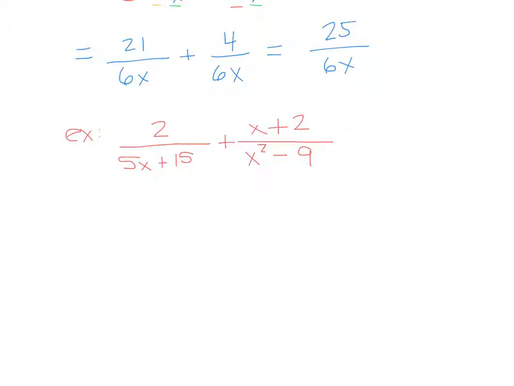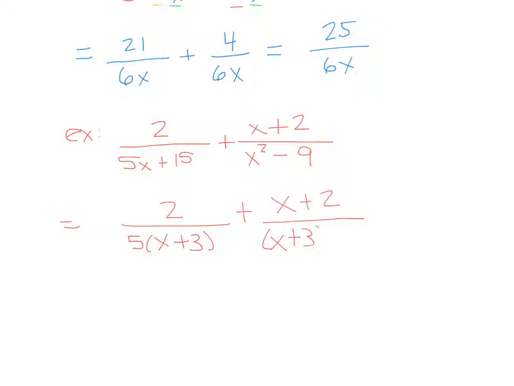Another example, let's start by factoring denominators. First one, greatest common factor of 5, leaving an x plus 3. Second one, we've got difference of 2 squares. We'll have x plus 3, x minus 3. These share the factor of x plus 3. So that part is already common.